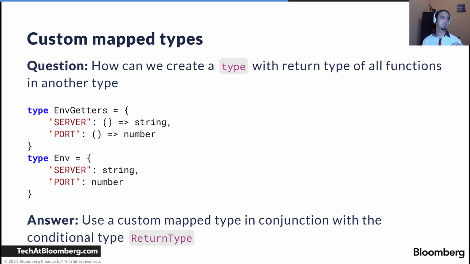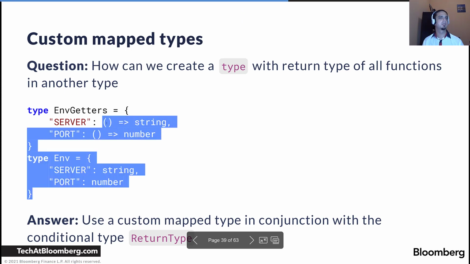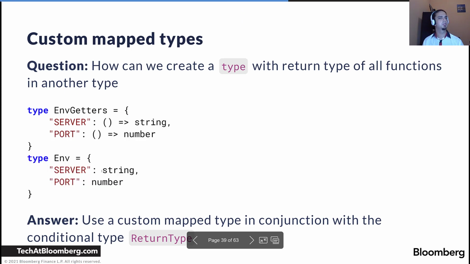So we're going to need an extra type here. We're going to need ReturnType, which is a conditional type, which we'll go into a bit later. But for now, ReturnType just takes a function type and returns the return type. So for example, for server, since we have here a function that returns string, ReturnType would just return string from this function type. So we're going to need a custom mapped type together with this ReturnType.